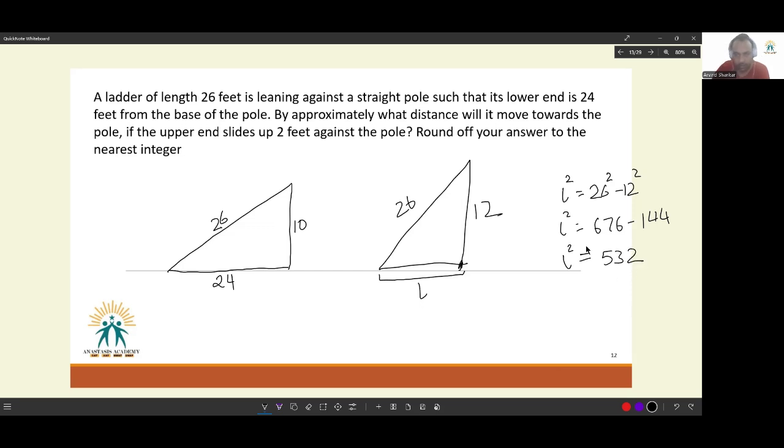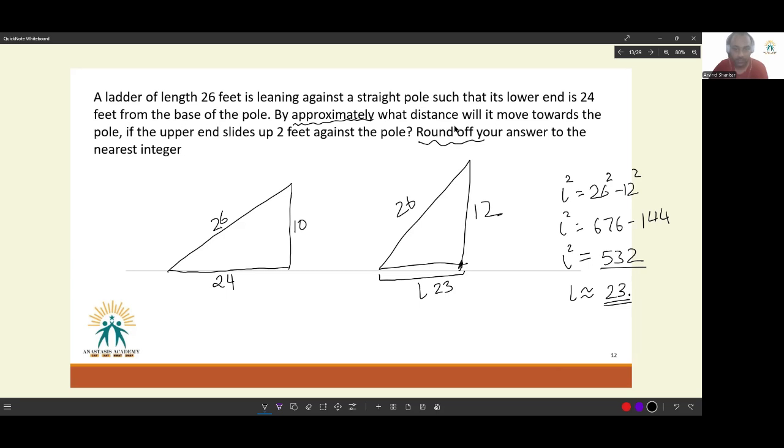So L square will be 676 minus 144, or L square will be 532. Now, clue given in the question is by approximately what distance, round off your answer. Essentially, they're telling us we are not going to get a natural number here. But can you see 532 is very, very close to 23 square. So our L will almost be equal to 23, or it will be 23.01, 23.02. That precise degree of accuracy is not really needed, because the question itself gives us enough clue that you will not reach that precise degree of accuracy. Rounding off your answer or using approximately tells us this L is now 23.